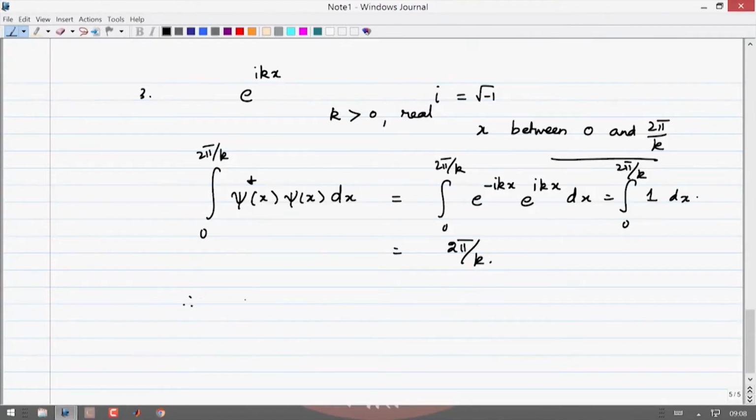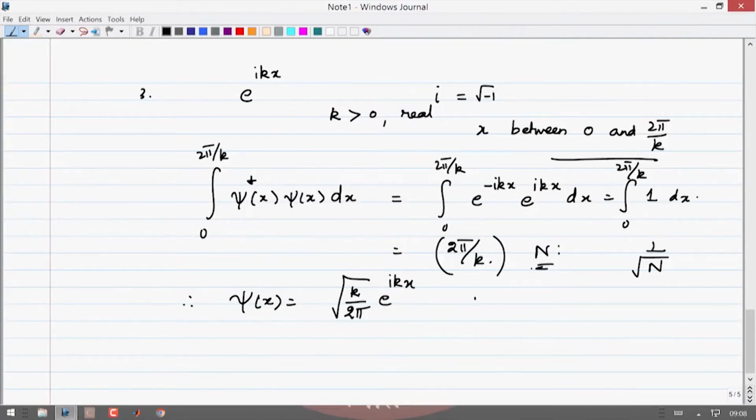Therefore, the wave function psi of x is equal to square root of k by 2 pi. This is the normalization constant, and therefore the wave function is normalized if you take 1 by root n and you multiply the wave function. So, always that is to be remembered, and then you write e to the i kx in the range x between 0 and 2 pi by k is another example of a normalized wave function, and we will see something like that. When k is 1, we will see this as 1 by root 2 pi.